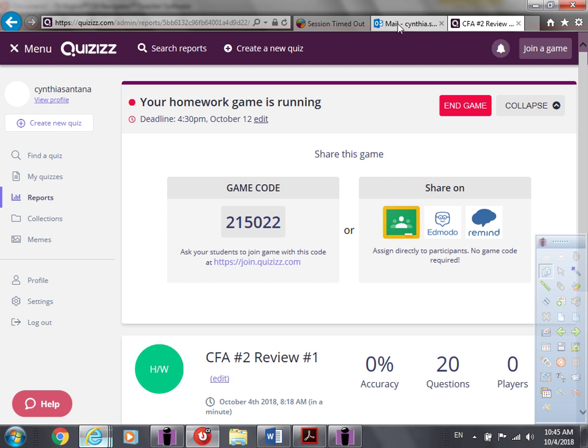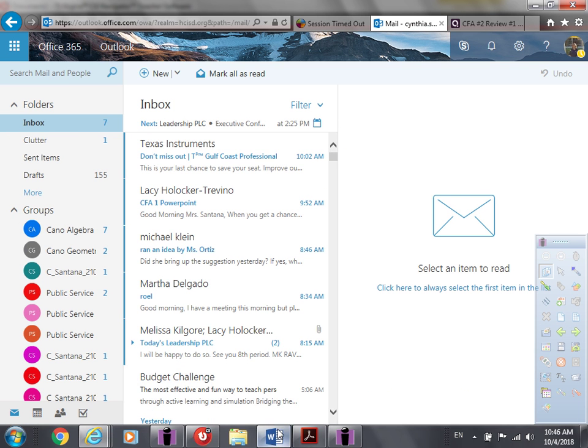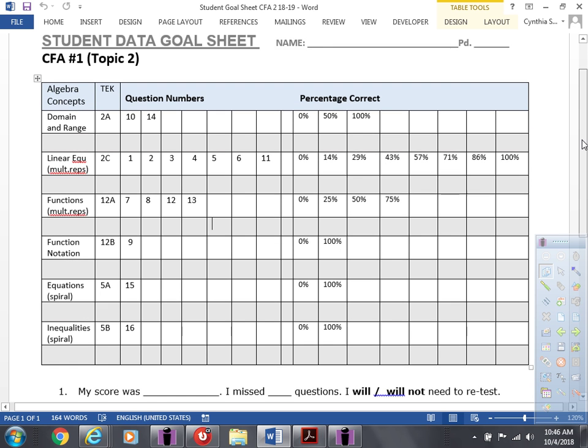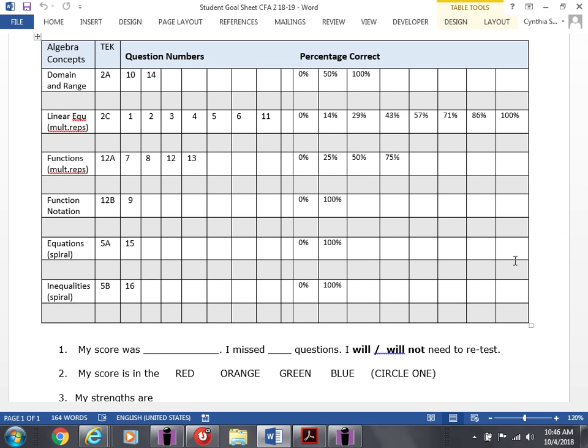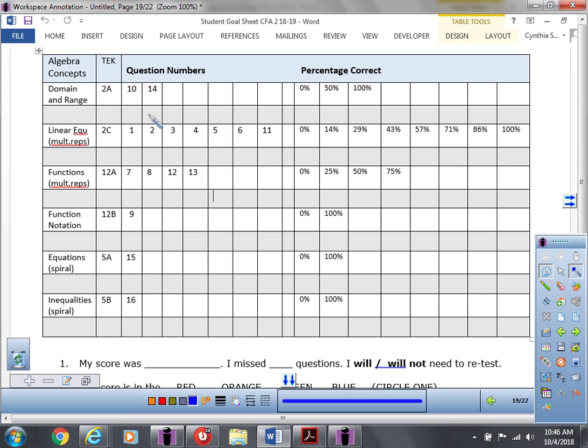Okay, so I don't know if some of you want to do this today. It's up to you. I do want you to fill in this data sheet. Let's go ahead and fill it in real quick. I guess we can spend the rest of the time on this. Let's start with domain and range. Let's say you got one right and one wrong. So what's your percentage? 50.